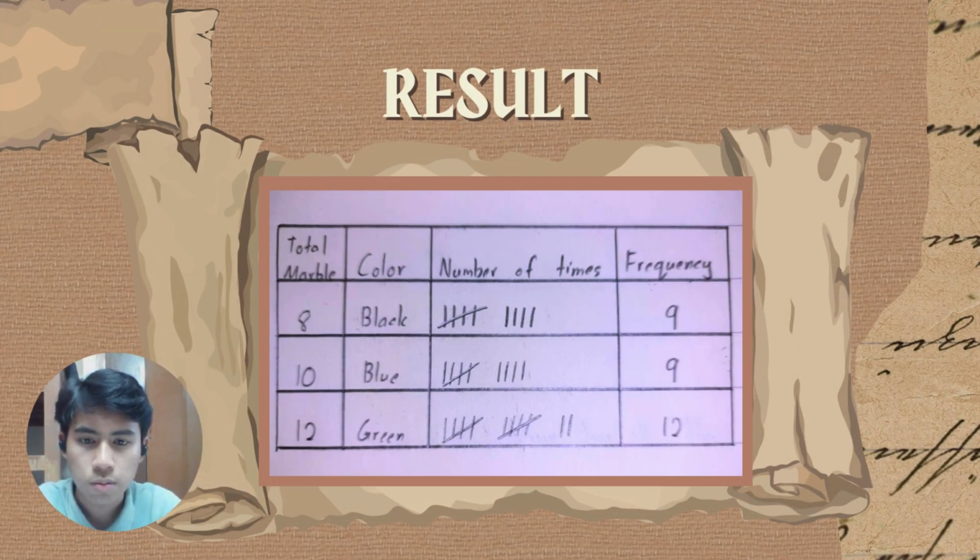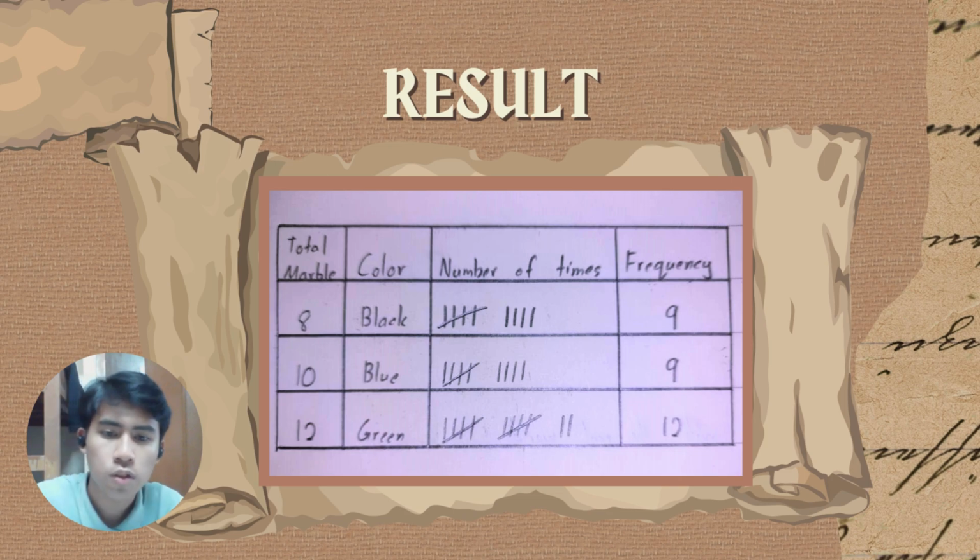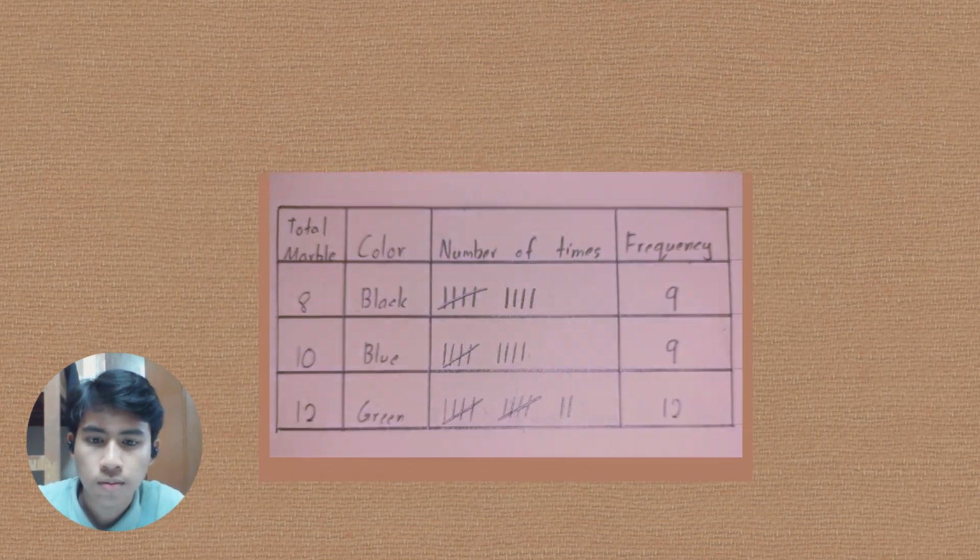After doing the experiment, this is the result that we got. The number of times that we got the color black is 9. For blue, we also got 9. And for the third color, the number of times that we got it is 12. So the total frequency is 30.